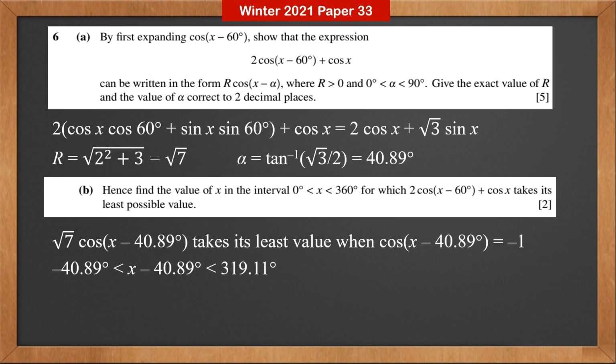So x - 40.89 degrees is between minus 40.89 and 319.11. Within this range, only one value can make cosine minus 1. This is 180 degrees. Therefore, x - 40.89 is 180. So x is 220.9.